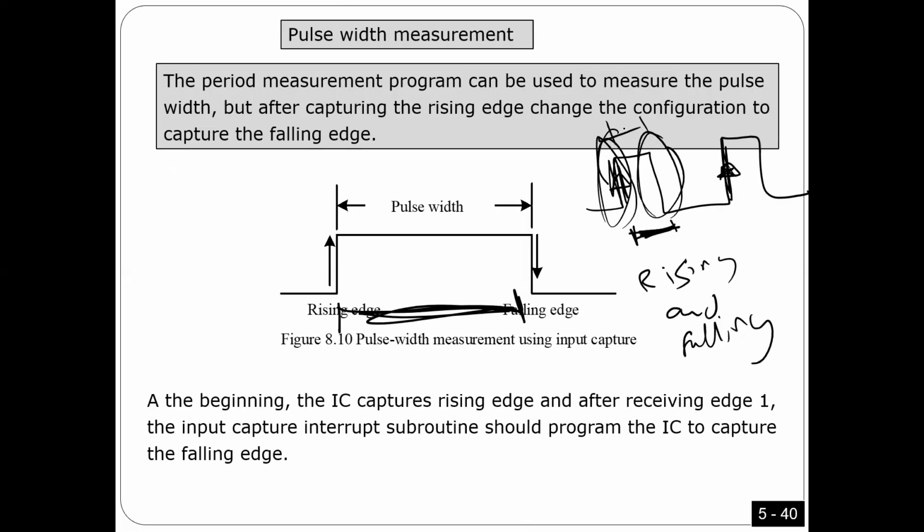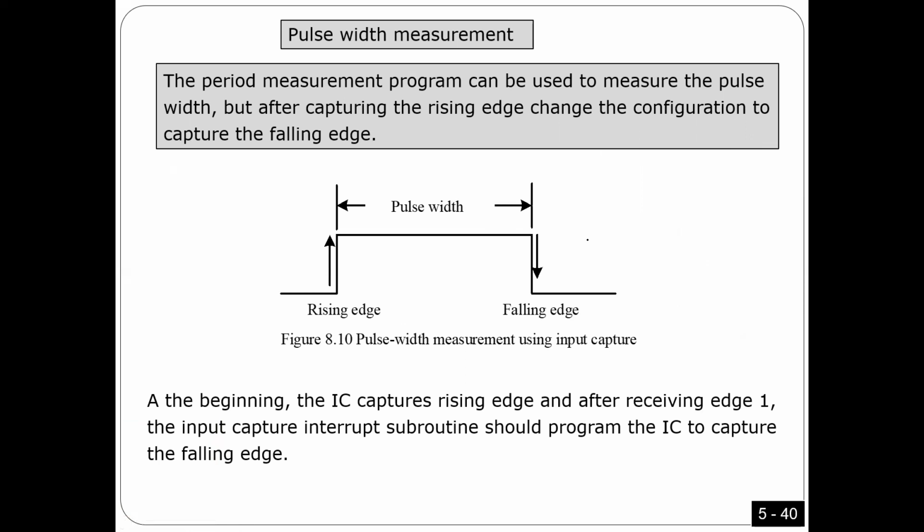Sorry, just give me 1 second. So what I'm saying here is I'm going to program the output compare to capture both rising and falling. This way, I'm going to calculate this one, right? This is not always true. Very tricky. This is not always true. You know why? Because this depends on where you are going to start the program.